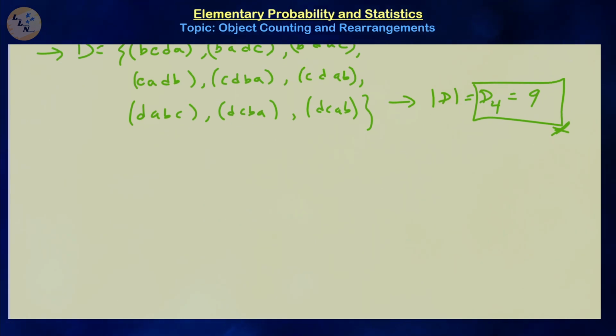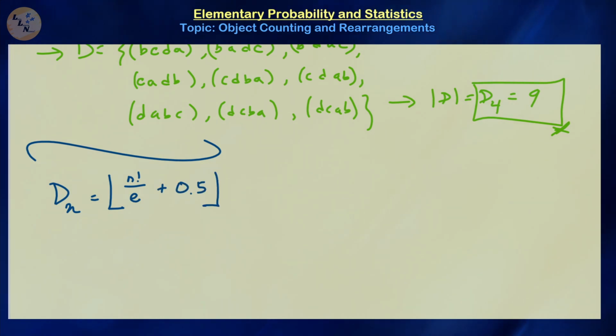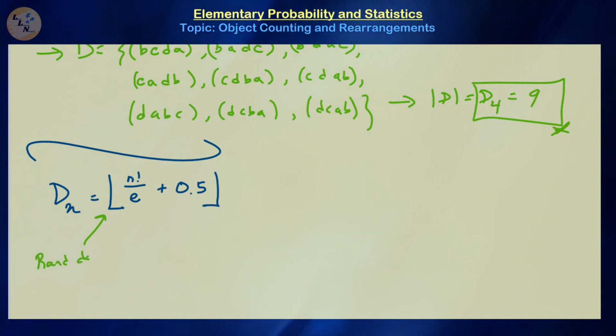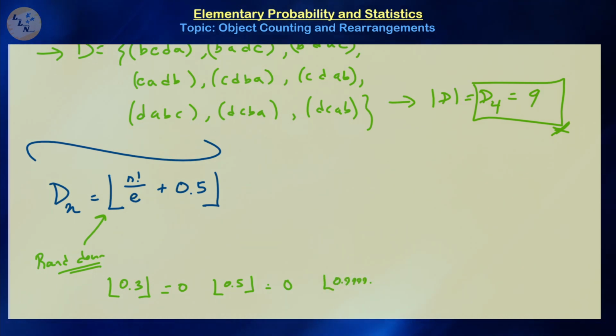So one can show that the formula for the nth derangement, or the derangement of n distinct objects, is actually going to be equal to the floor of n factorial over e, plus 0.5. This symbol, the little bracket with the bottom, just means round down. So, for example, the floor of 0.3 is equal to 0. The floor of 0.5 is equal to 0. The floor of 0.9999999 is also equal to 0.